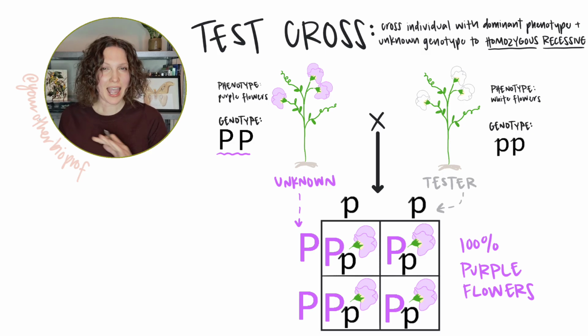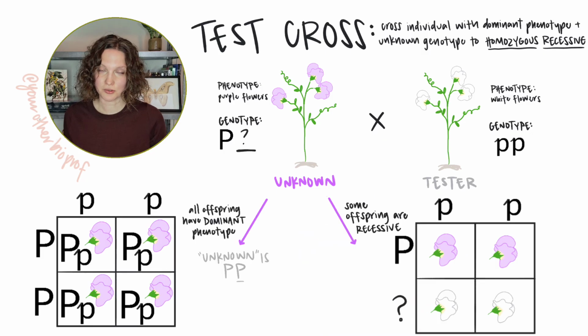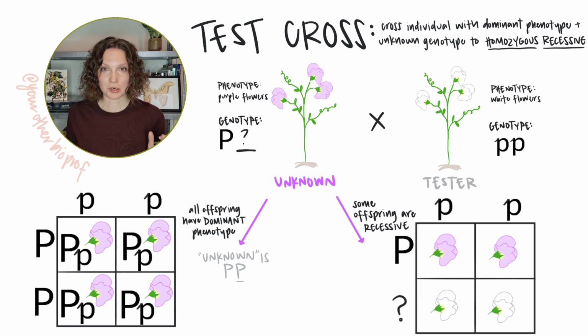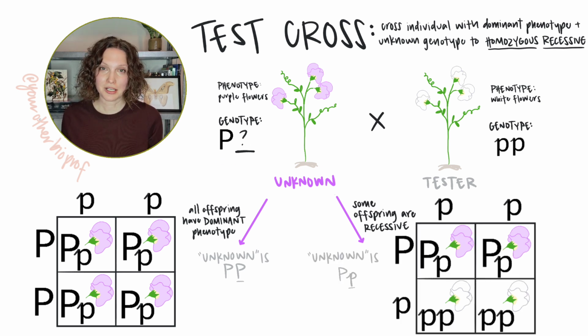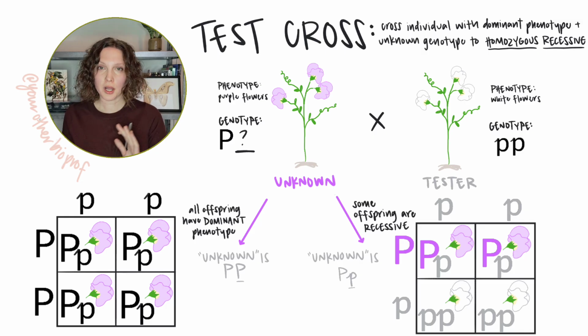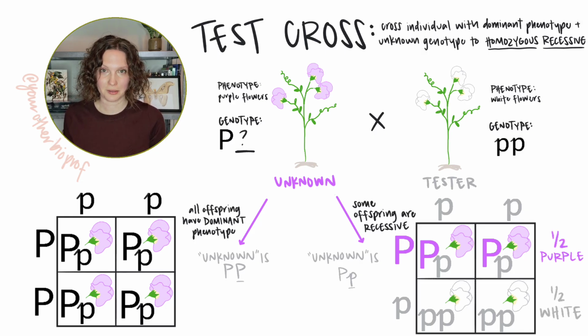But if you're seeing any recessive phenotypes in those offspring, so here that's white flowers, that means that our mystery parent was heterozygous. It's purple, but it carries a recessive white allele. Those offspring all inherited a white allele from that tester parent and had an equal chance of inheriting either a big P, purple, or a little p, white allele from our mystery parent, giving us a 1-to-1 ratio of phenotypes.